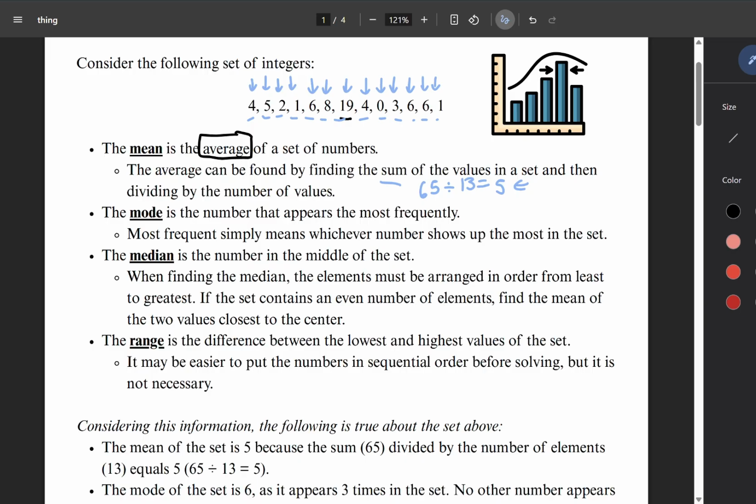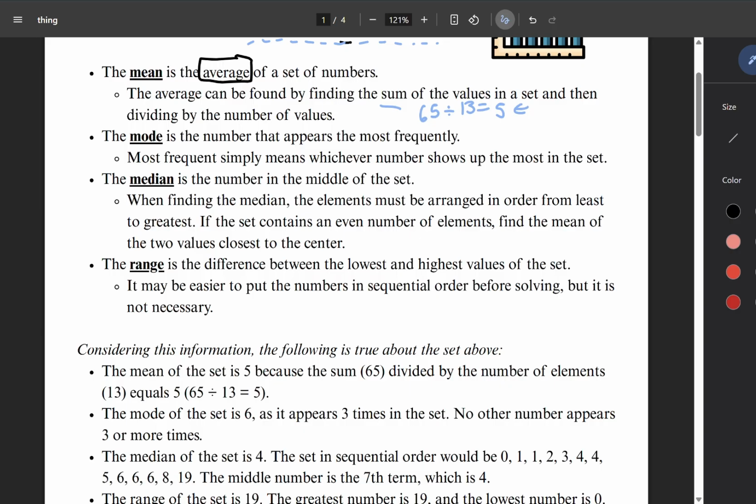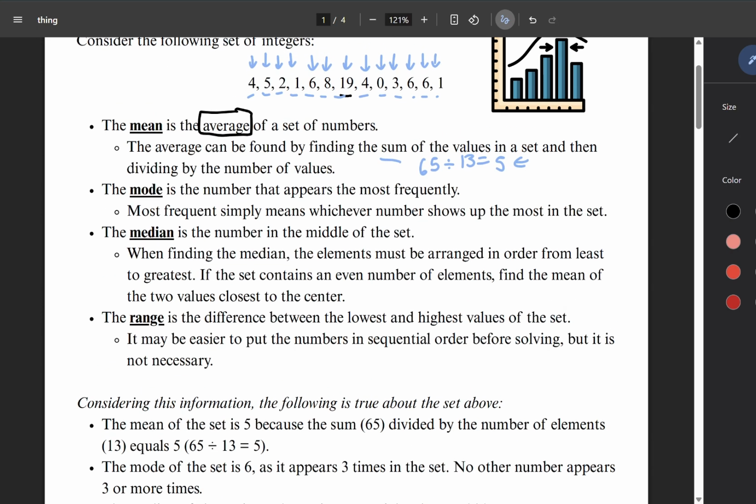Next, we have the mode. And the mode is a number that appears most frequently. So in this data set we have here, I notice that the number 6 is the mode because it appears 3 times. We have it once here, another time here, and a third time right there. No other number appears 3 or more times, which means that 6 is our mode. It is the number that appears most frequently. So 6.